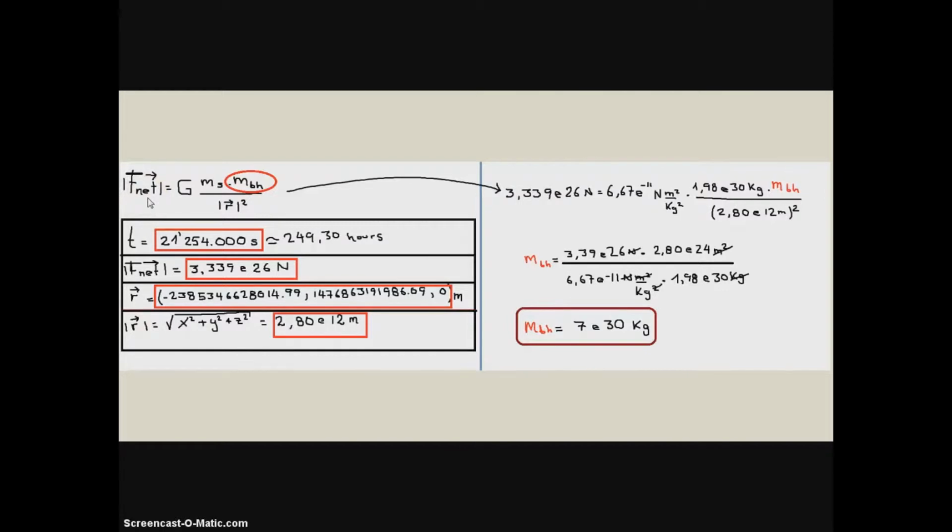Introducing this data in our equation, we put this data here and we find that the black hole mass is.